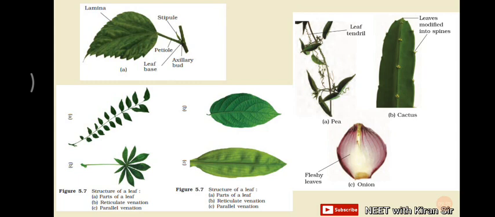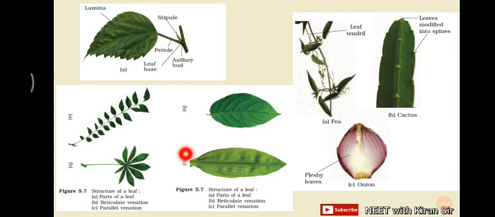Again, in the compound leaf, we have two types. One is a pinnately compound leaf and the second one is a palmately compound leaf. If the incisions or the cuts on the leaf lamina reach only the midrib, look at this one, all the leaflets are attached to the midrib, hence it is called a pinnately compound leaf. If all the leaflets are attached to a common point, that is the tip of the petiole, then it is called a palmately compound leaf. These are the types of leaf.